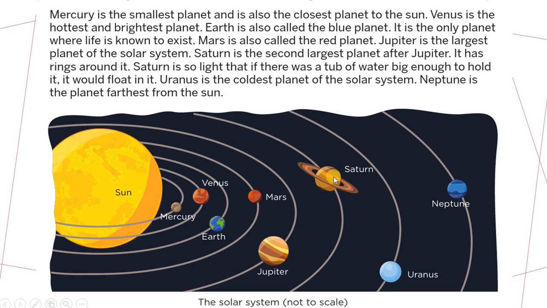Next is Saturn. Saturn is the second largest planet after Jupiter. It has rings around it, and Saturn is so light that if there was a tub of water big enough to hold it, it would float on it. So it's mostly made up of frozen gases. Uranus is the coldest planet of the solar system, and Neptune is the planet furthest from the sun.